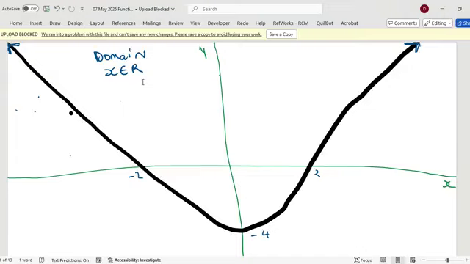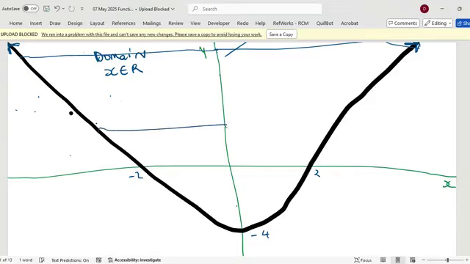Can I explain the range now? To answer someone who was saying, is it defined or not? The range. I'm moving from the y-axis. I must touch the graph. If I move from the y-axis at any point here, I will touch the graph either this side or that side. At any point, if I move from the y-axis, I will touch the graph. If I move this side, I will also touch the graph.